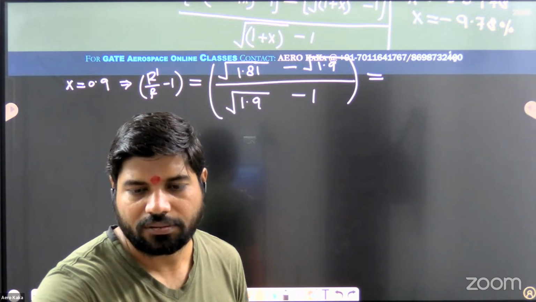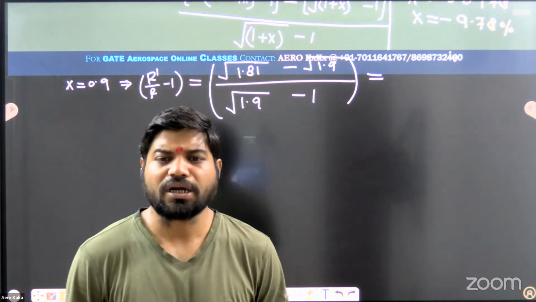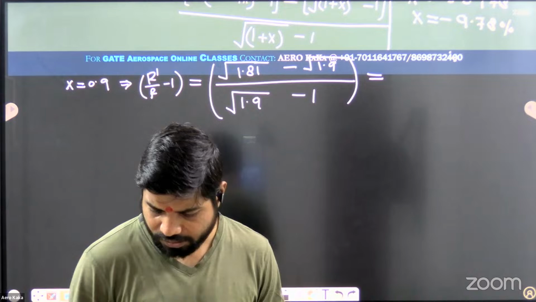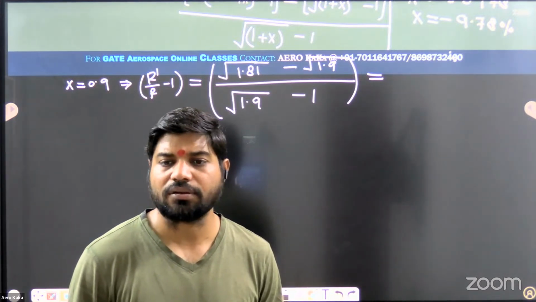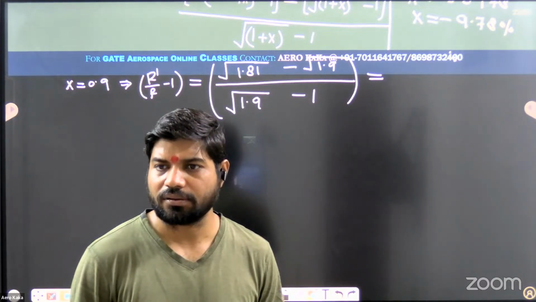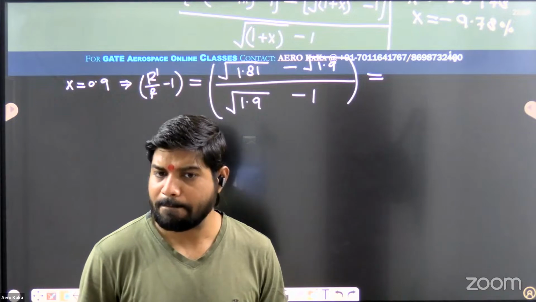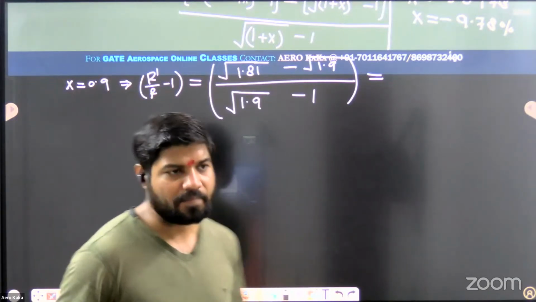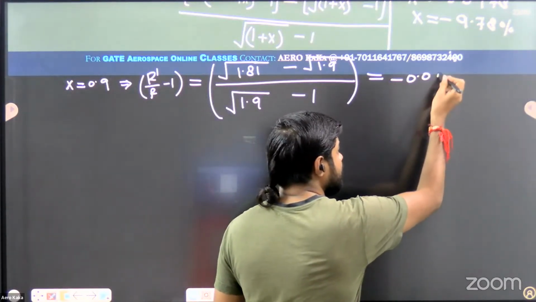So it is coming minus 0.0873204113. How are you getting minus 0.09715? Yes. How much are you getting? Second answer is minus 0.0873204114. Yes, sir. Minus 0.08732.